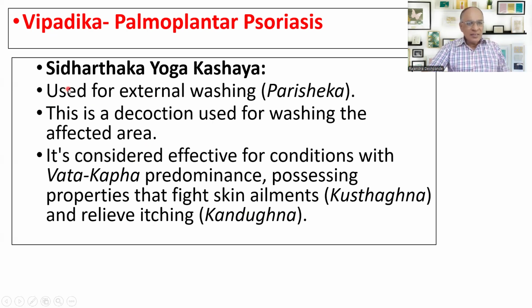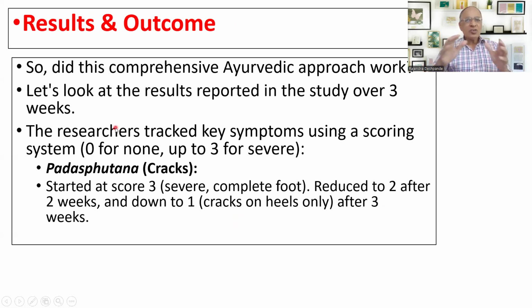Then there is Siddharthaka Yoga Kashaya, used for external washing of the palm and sole, that is Parishek. This is a decoction used for washing the affected area. It is considered effective for conditions with Vata Kapha predominance, possessing properties that fight the skin elements, that is Kushtagna, and relieves the itching, that is Kandugna. So, did this comprehensive Ayurvedic approach help the patient? Yes. Look at the results reported in the study over 3 weeks of treatment.